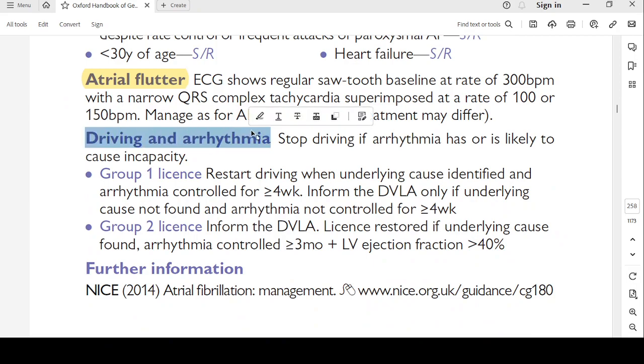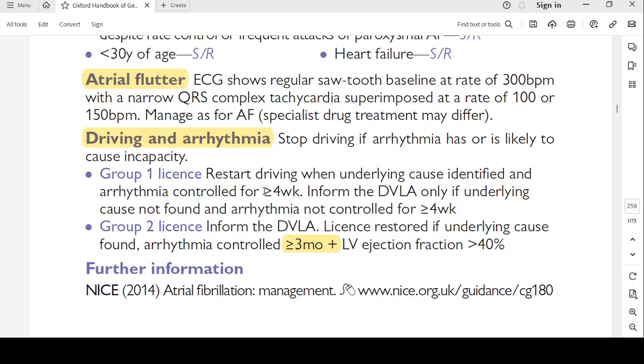Driving and arrhythmias. Stop driving if arrhythmia has or is likely to cause incapacity. Group 1 license: restart driving when the underlying cause is identified and arrhythmia is controlled for more than 4 weeks. Inform the DVLA only if the underlying cause is not found and arrhythmia is not controlled for more than 4 weeks. Group 2 license: inform the DVLA. License is restored if the underlying cause is found and arrhythmia is controlled for more than 3 months. So for group 1 license, it's only more than 4 weeks.